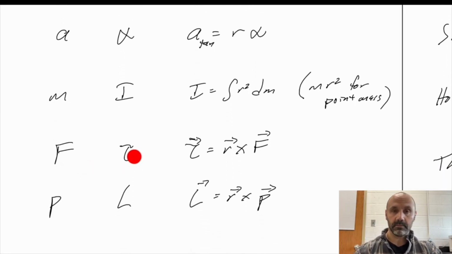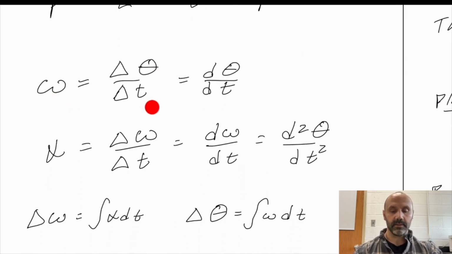Force becomes tau, torque, right? And tau equals r cross F. That's r F sine theta. And the direction, the order matters here because we're going to use a right-hand rule to solve for that. And then momentum becomes L, that's angular momentum. So L, these are vectors, right? And the cross is the cross product. We'll get to this later. And so the way you calculate L is r cross p, r cross the linear momentum.